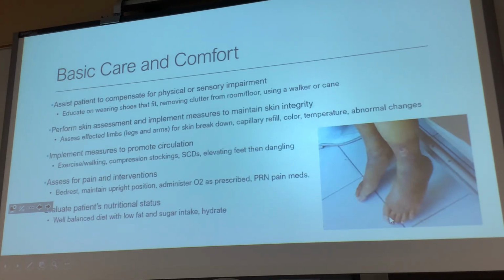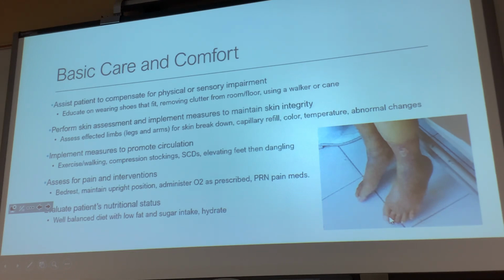So for basic care and comfort, we want to assist the patient to compensate for any physical or sensory impairment. And so just educating them, especially with peripheral vascular disease, wearing shoes that fit, removing clutter from the room and on the floor, and then using a walker or cane to get around, just because it's going to be harder for them. And that's a picture of what their legs can look like, the thinner skin and the discoloration down there. And then perform skin assessments and implement measures to maintain skin integrity, which is especially important with PVD.